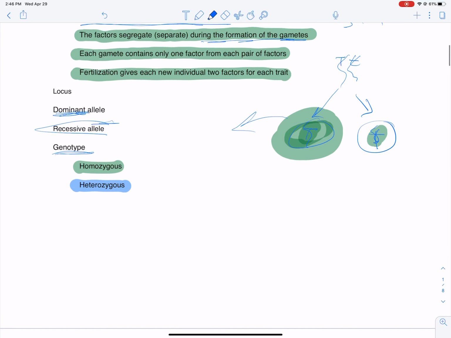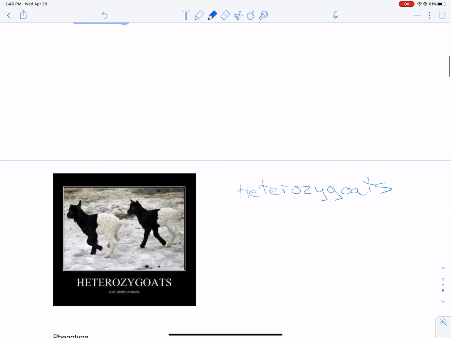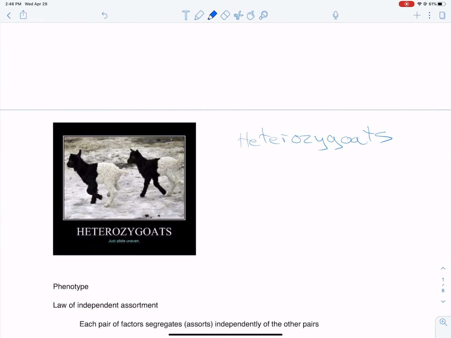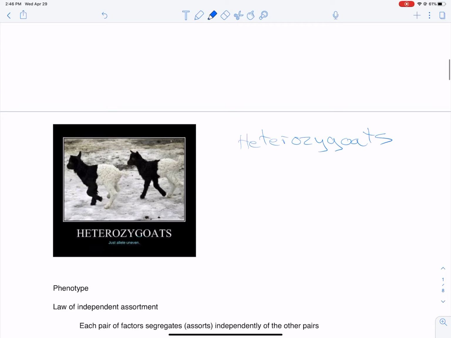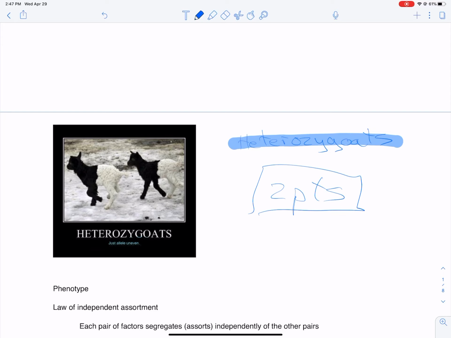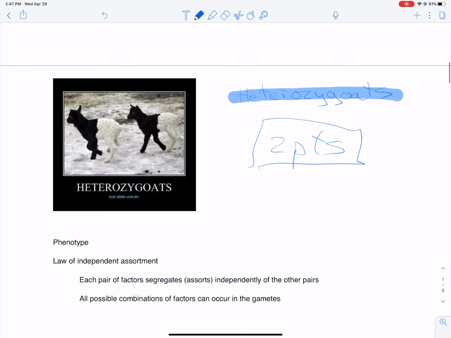What's a heterozygote look like? Right here. Here's my heterozygote. As you can see, they're just alleles uneven. Okay, sorry. For the assignment tomorrow, you need to write heterozygotes at the top when you hand it in. That will be worth 2 points. So if you don't do that, I will take 2 points off. So I'm making sure that you're watching this video, okay?